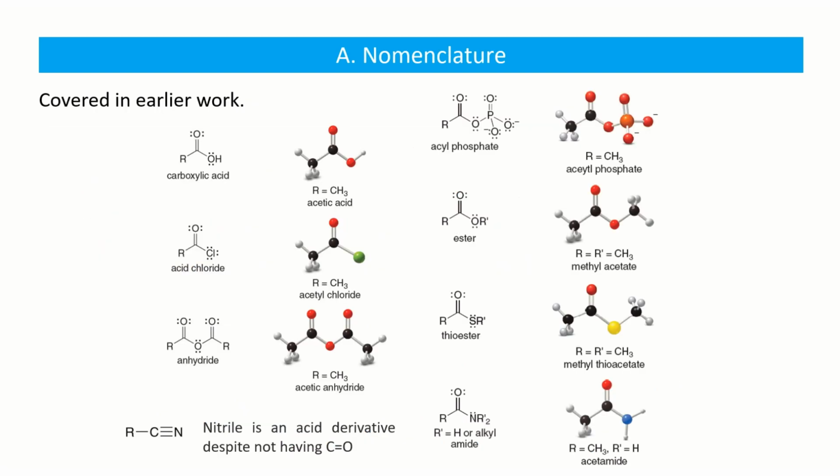As far as the derivatives are concerned, you can see that if we have, instead of the OH, we displace it with the chloride, then we'll have an acid chloride. If we have, instead of the OH, an acetate, then we have an anhydride. You can see acyl phosphates. These are very important in nature, very ubiquitous in nature. And of course, also the esters. You can see thioesters and amides. For some reason, nitriles are also carboxylic acid derivatives. You should be familiar with these.